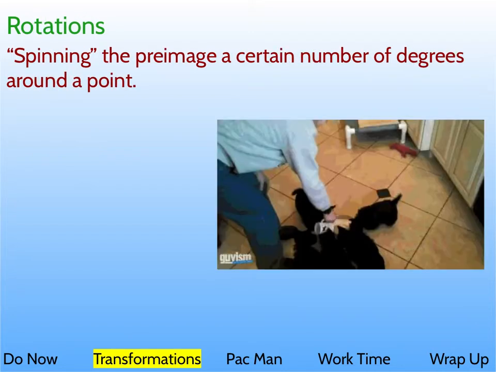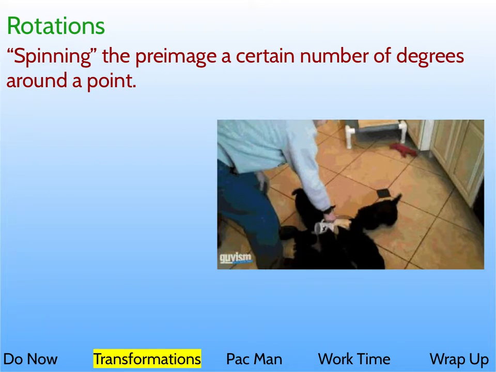Now we go to rotations, which is spinning the pre-image some number of degrees around a certain point. Now I know this isn't animated, but it is in real class time, but these dogs just spin in a circle, like this. And the point they rotate around is right about here, so there's the center point, and they just spin around in a circle like that.